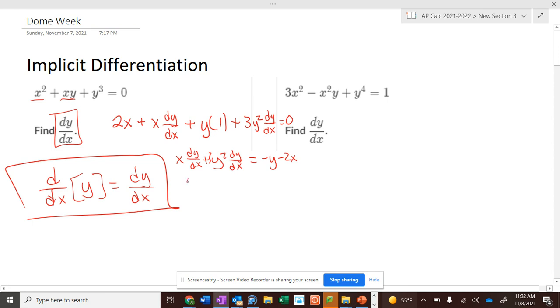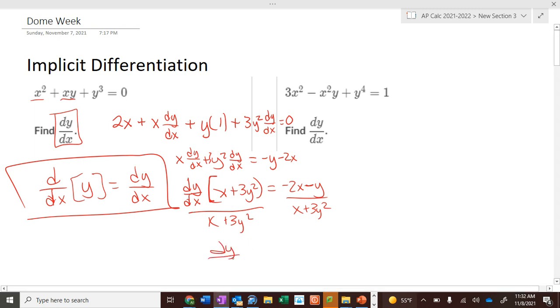Okay? If we factor out a dy/dx on the outside of the left-hand side, we get x plus 3y squared. That's supposed to be a parenthesis, but my computer doesn't work very good. I'm going to go negative 2x minus y over here, just because. Now, how do we get dy/dx alone? Divide by x plus 3y squared. So dy/dx equals negative 2x minus y over x plus 3y squared.